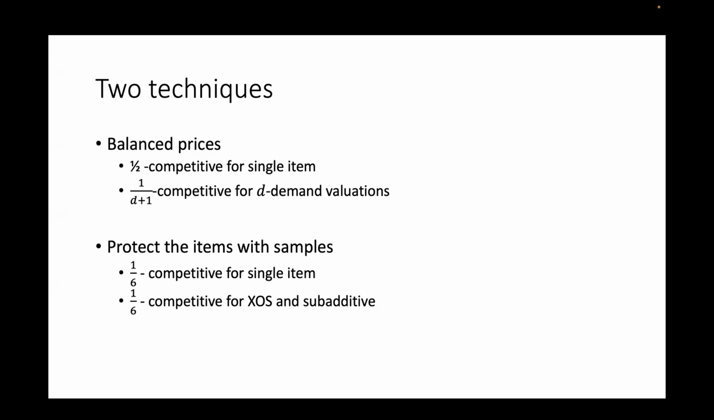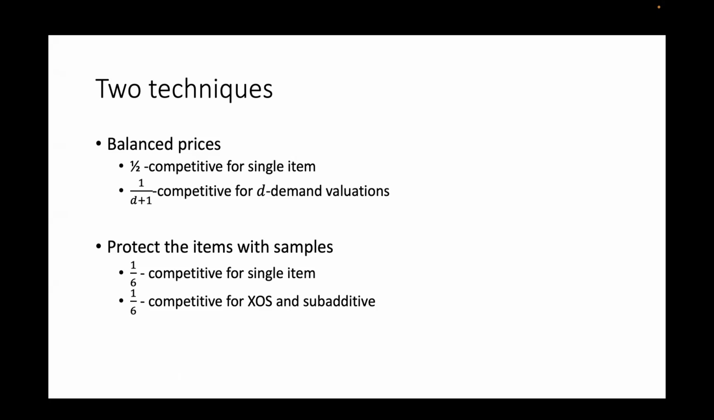And then I will show you a result regarding something called D-demand valuations, which intuitively is valuations such that no one wants more than d items. So if you ask them which items you want, they always take at most d items. Imagine that the case. No one wants 10 legs, right? So that's kind of a reason to consider these D-demand valuations.